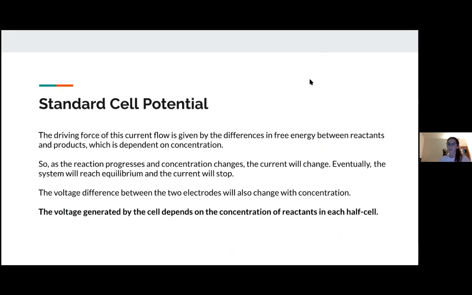So now we're going to talk about the standard cell potential, which is a characteristic of the electrochemical cells. The driving force of the current flow is given by the differences in free energy between reactants and products, and this is dependent on concentration. So as the reaction progresses, the concentration will change and the current will change with it. And eventually the system will reach equilibrium and the current will stop. So the voltage difference between the 2 electrodes will also change with the concentration. And we know then that the voltage generated by the cell depends on the concentration of the reactants in each half cell.